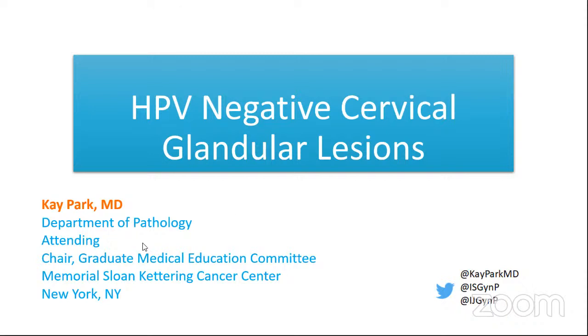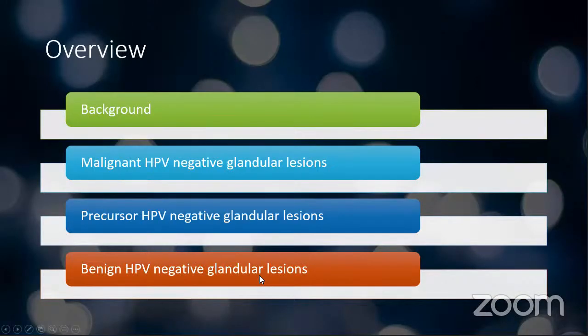Today I'll be talking about HPV negative cervical glandular lesions. So I'm gonna go over just a very brief background, and then these are the three broad topics I'll be covering: malignant HPV negative glandular lesions, i.e. adenocarcinomas, precursor or potential precursor HPV negative glandular lesions, and then finally, very briefly at the end, I'll touch upon some benign HPV negative glandular lesions.